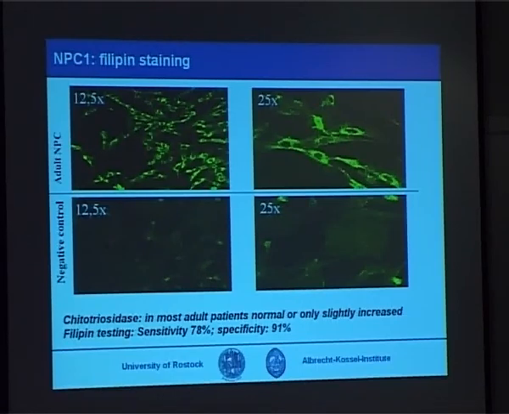And you have already learned that one of the interesting tools for the diagnosis is the so-called Philippine staining, which shows, and it's depicted here by the green color, the pathological accumulation of the cholesterol. This is the fibroblast culture from a Niemann-Pick type C patient. This is the control missing the green color.